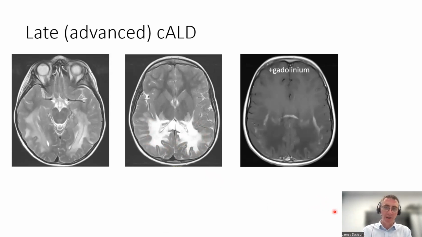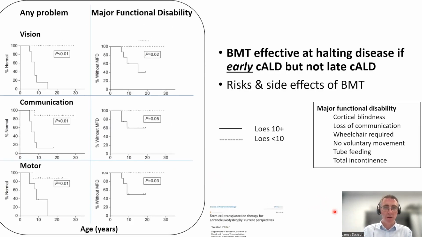And that's important, as we've already said, because we know that things like bone marrow transplant are effective at halting the disease if you have early brain disease, but it's not effective if you have advanced disease already. There are very significant risks and side effects with the transplant, and so we would only want to put somebody through that if we thought there was a good chance that it would be able to stop the disease progressing.